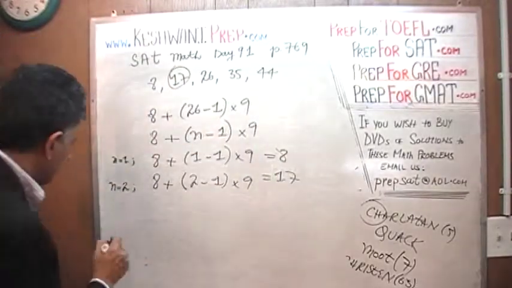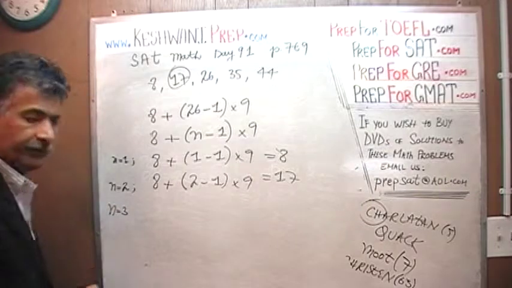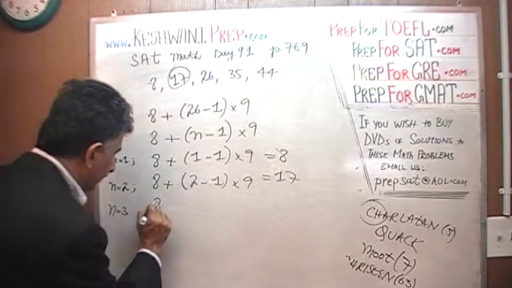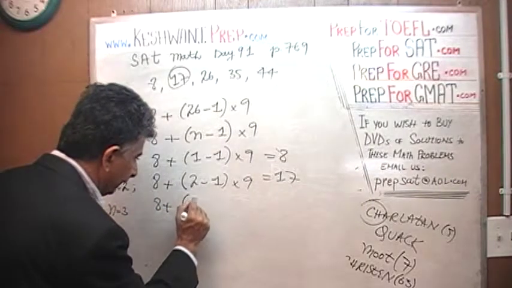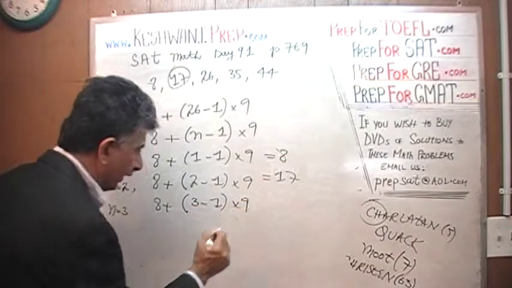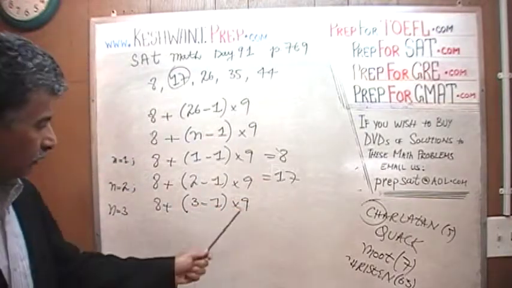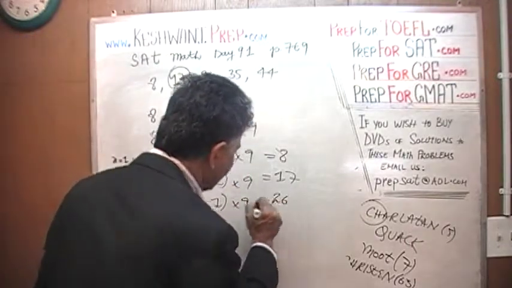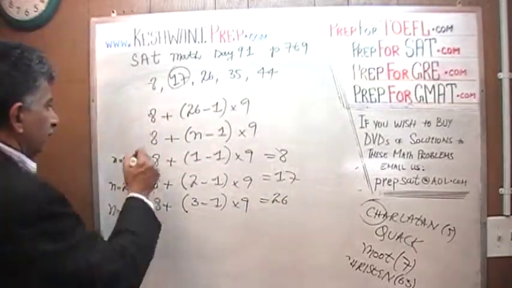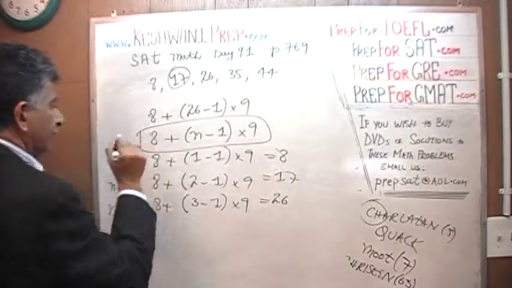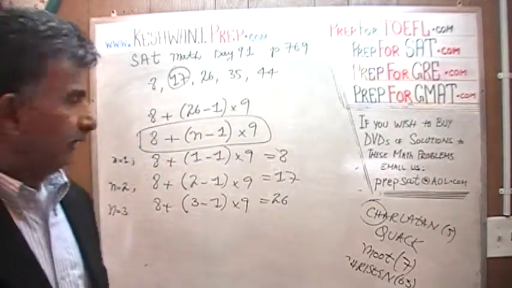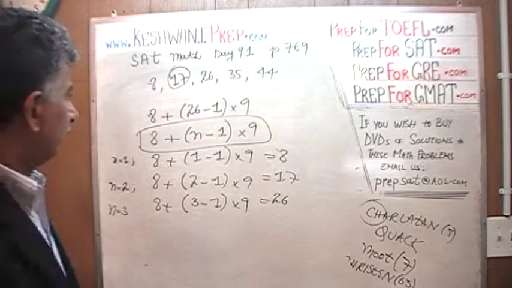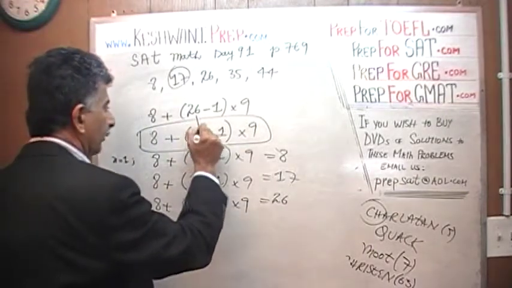The third one is going to be n equal to 3. Again, 8 plus n, which is 3, minus 1 times 9. 3 minus 1 is 2. 2 times 9 is 18. 18 plus 8 is what we're looking for, and so on and so forth. So this is our formula: 8 plus n minus 1 times 9. And therefore, the n that they're looking for is 26.